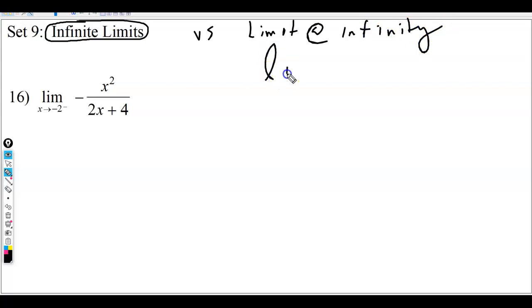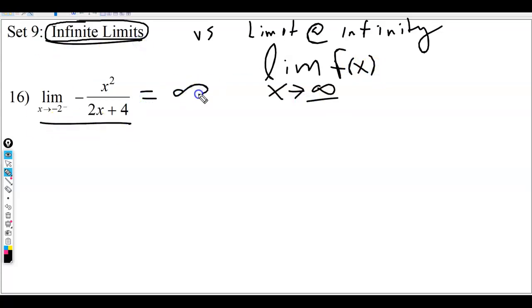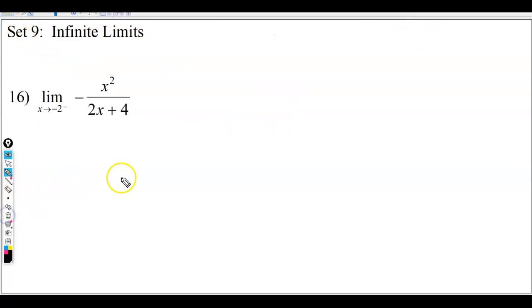Okay, a limit at infinity is what we've been doing prior to this. It's when you have this, when the x is approaching infinity. An infinite limit is one where when you do the limit, you actually end up with an infinity as an answer. Some of our last problems were also infinite limits. I just didn't identify them as such.